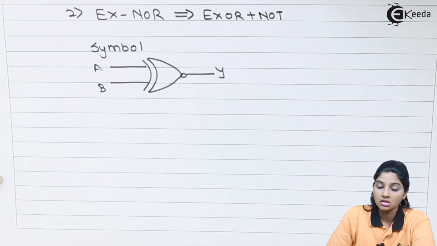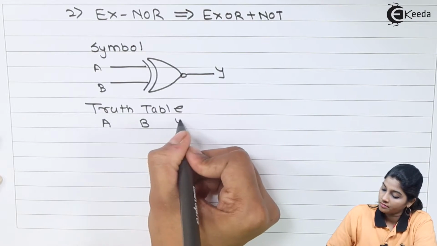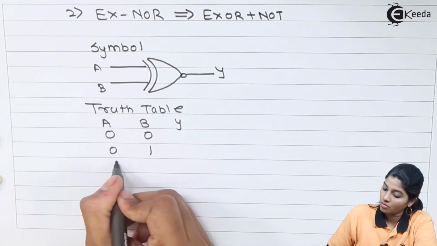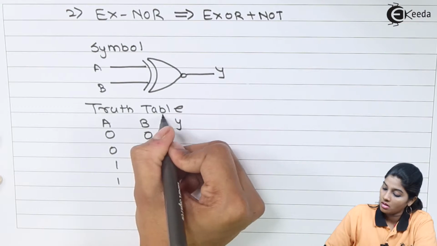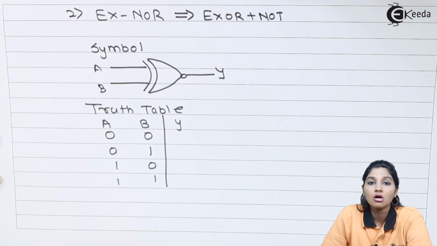Now the truth table is given by 0, 0, 0, 1, 1, 0, 1, 1. We have 4 combinations. As we can see, it is the inverted version of XOR, so the output of the truth table also becomes the inverted version of the truth table of XOR.